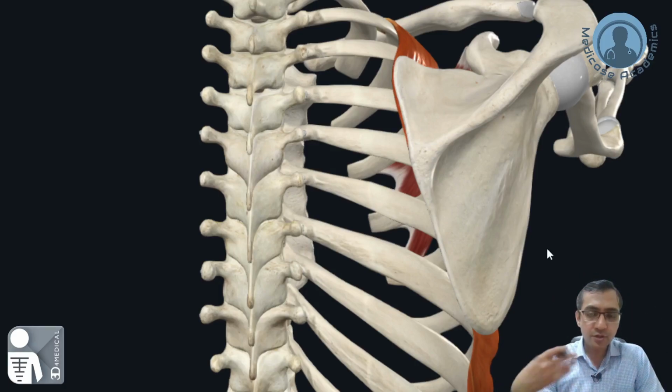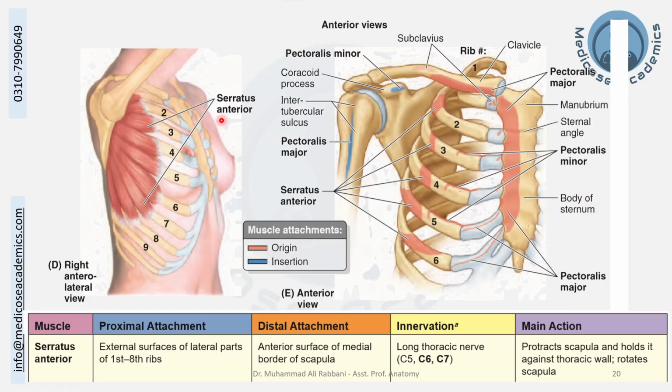So when you are talking about the function, you will see it as keeping the scapula in close approximation to the ribs, and protraction and rotation helping in abduction. So these are its functions. Here is a picture with a summary, and you will see its origin from the 8 ribs, insertion into the medial aspect of scapula, its function protraction and overhead abduction, its nerve supply from the long thoracic nerve, and arterial supply from branches of the axillary artery.